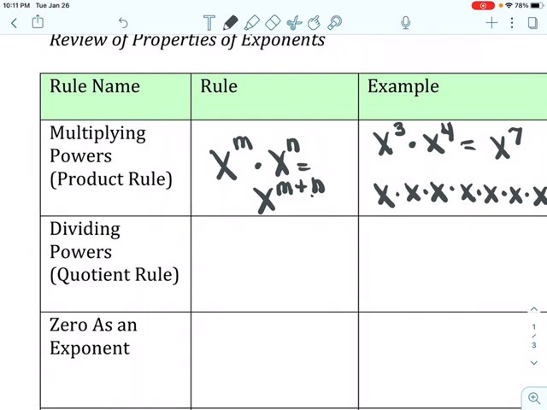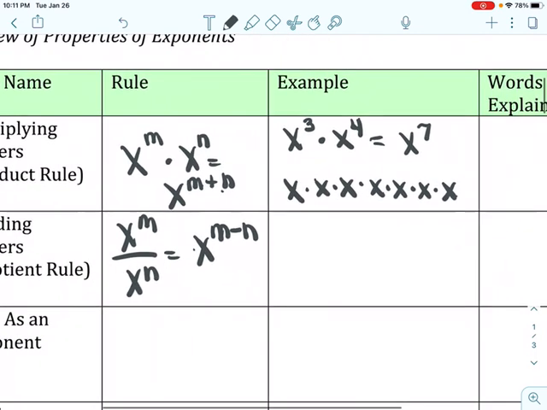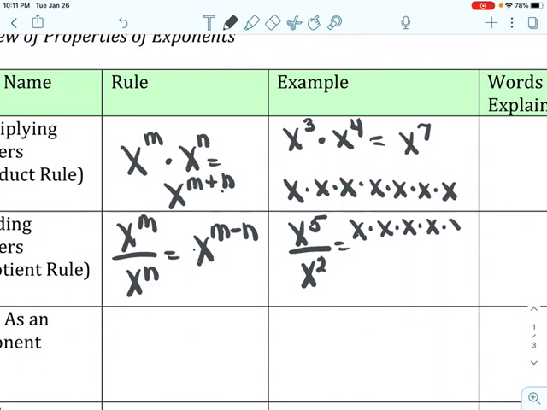Okay, so division, we're going to subtract. So let's go x to the m divided by x to the n. We're going to go x to the m minus n. And again, why do we care? So I'm going to take this x to the 5th over x squared. Again, what does that mean? It means we have 5 x's over 2 x's. Okay, so these guys are going to cancel out. So this guy and this guy is a pair, and this guy and this guy is a pair. So that means we have 3 x's left. 5 minus 2 is 3.